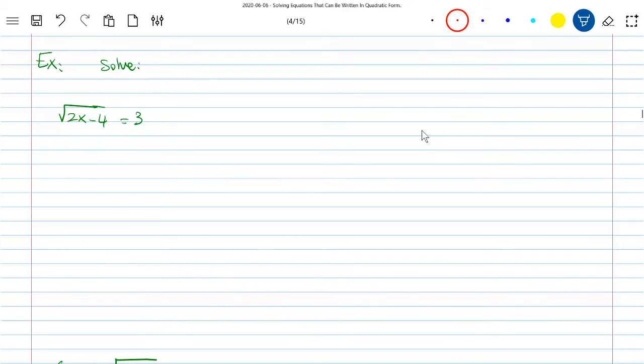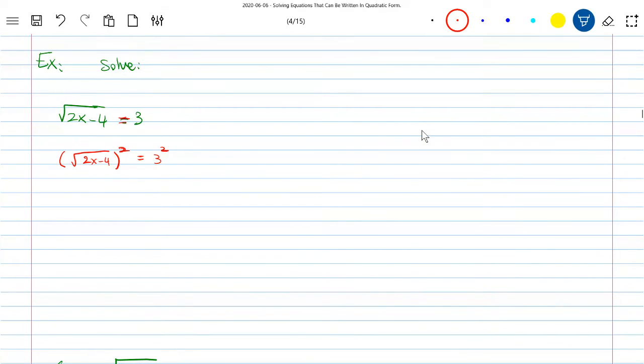Let's look at some simple examples. This is the very simplest case. You have one single square root and you have a constant on the other side of the equality. So we have square root of 2x minus 4 equals 3. What do you do? You square both sides of the equality. I'm going to write that: 2x minus 4 squared equals 3 squared. I could do that because the other side is a positive number.